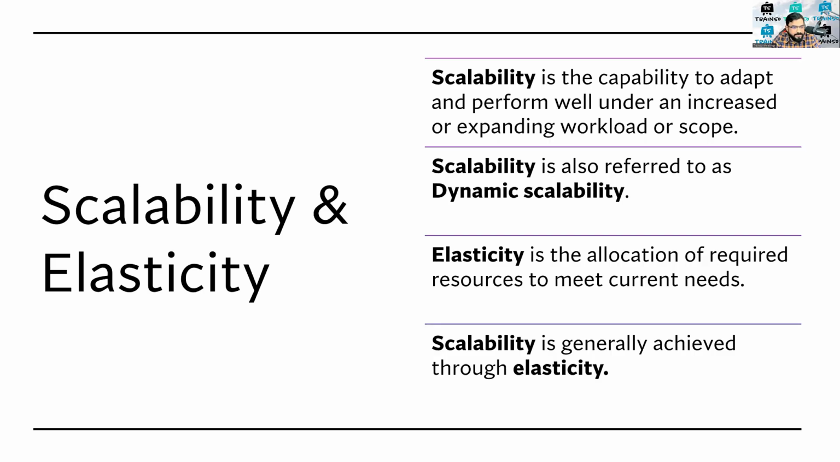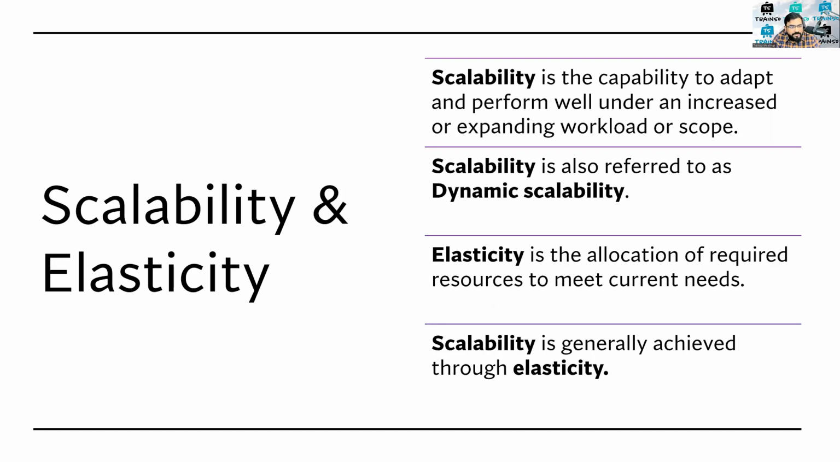The next two characteristics, scalability and elasticity. So scalability is the capability to adapt and perform well under an increased or expanding workload or scope. When we discussed availability, some people talked about increased load, right? What should systems do when they have increased load to keep up the availability? They need to scale. You need to dynamically adapt to that new load.